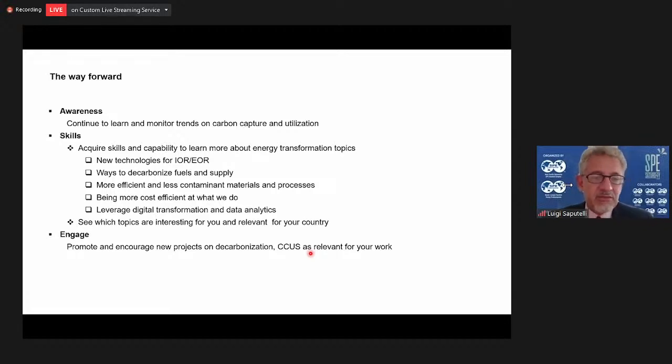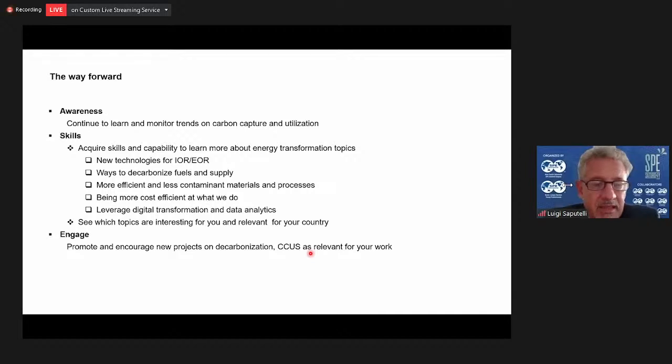And that could involve a number of topics, from new technologies for IOR, EOR, because there will continue to be pressure to produce at lower cost and more efficiently from the oil and gas fields. Think about what will be the ways to decarbonize fuels and supply all the way to the user. Remember that we sell energy and we sell fuel, not just oil. So oil can be transformed in any way before it gets to the final user.